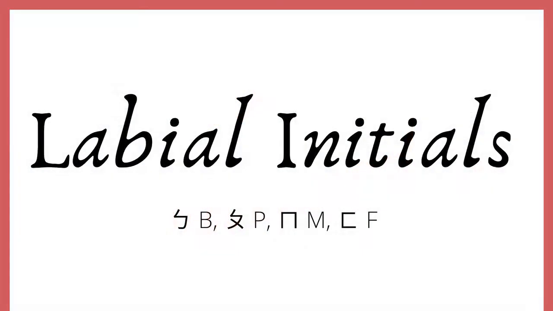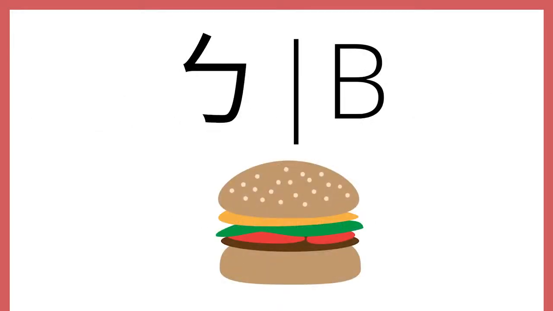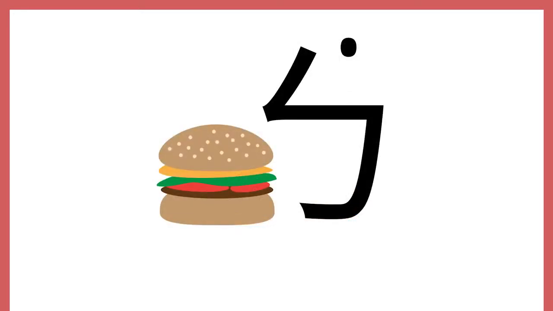First, we have the labial initials. They're called labials because they use your lips. B, P, M, F. So the first one, B, think of a burger. Now, get rid of the erger and you get B. In Pinyin, it's just a B, and the Zhuyin looks a bit like a mouth facing left, about to eat a burger.